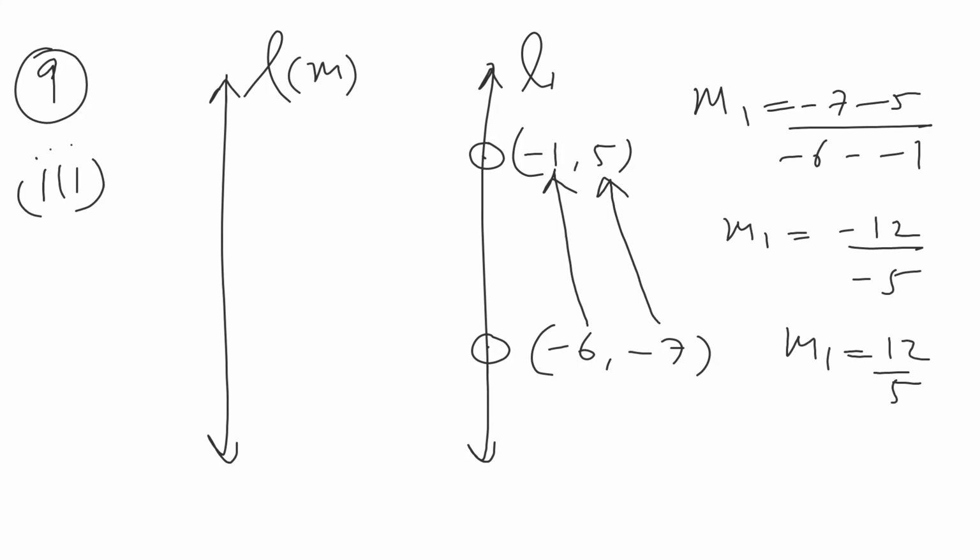So basically we got the slope of line L1. Now we can say L parallel to L1, therefore m equal to m1, therefore m is equal to 12 upon 5. Relatively simple problem, and we had done this kind of problem in the first exercise.